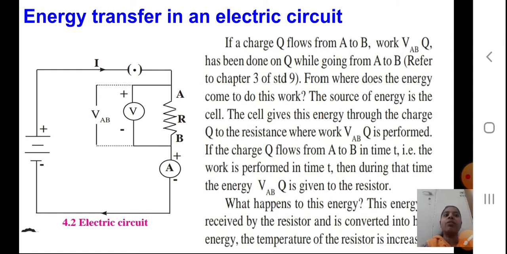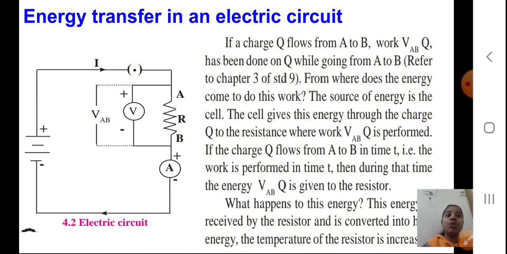Okay, so we are going to refer to our chapter number 3. I told you that of 9th standard you will study that. From where does the energy come to do this work? The source of energy is the cell. Okay students, what is the source of energy? It is the cell. The cell gives this energy through the charge Q to the resistance where work VAB Q is performed.